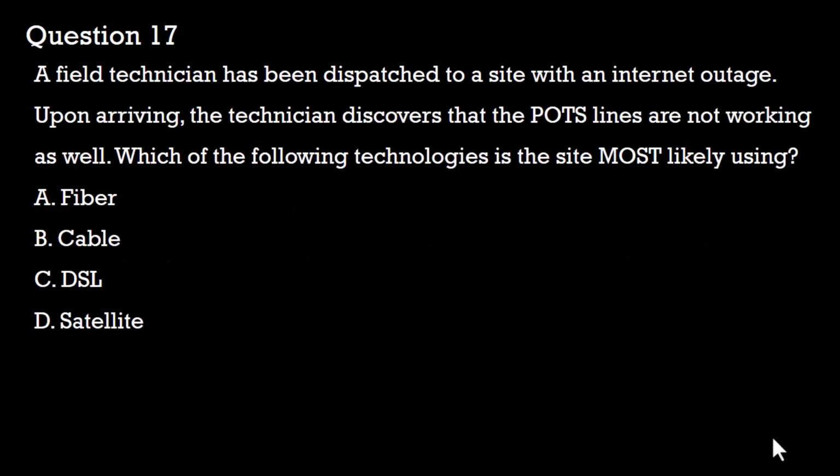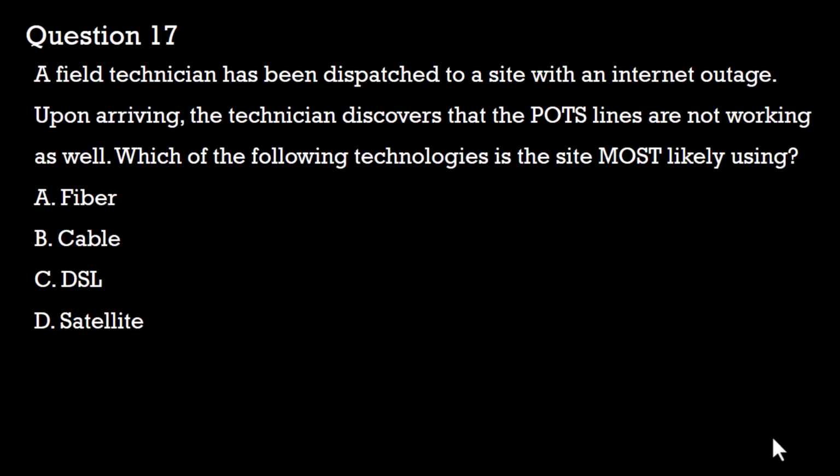Question 17. A field technician has been dispatched to a site with an internet outage. Upon arriving, the technician discovers that the POTS lines are not working as well. Which of the following technologies is the site most likely using? A. Fiber. B. Cable. C. DSL. D. Satellite.